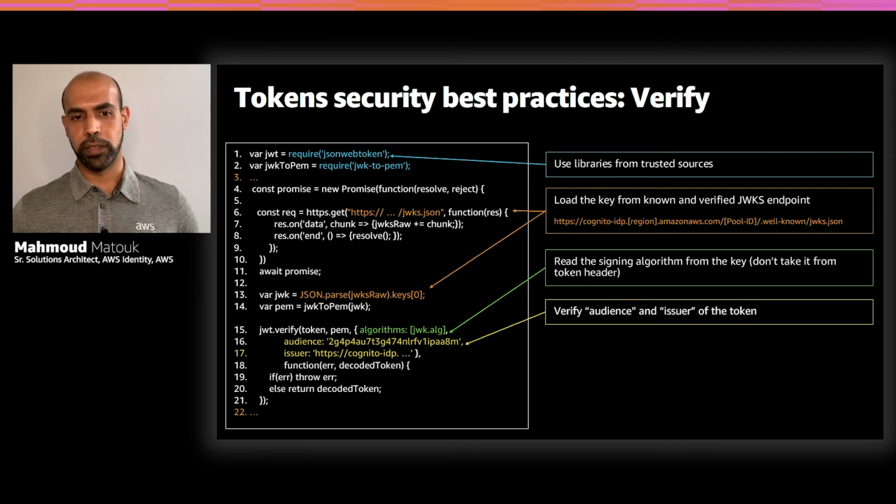And finally, as you verify the token, make sure that you verify the issuer and the audience of the token as well. This will verify that the token is valid, it's authentic, it hasn't expired, and it is issued for the application client and from the issuer that you expect for this part of your system. This is particularly important if you have multiple application clients.